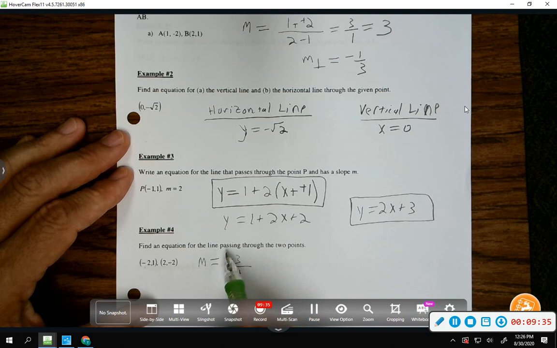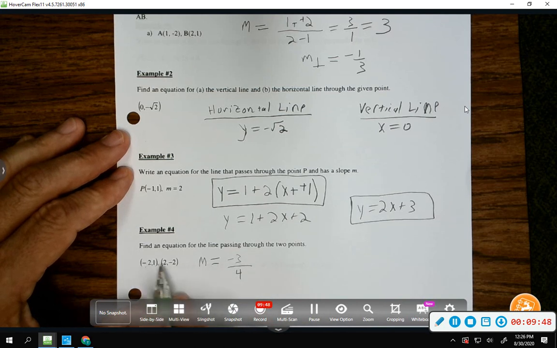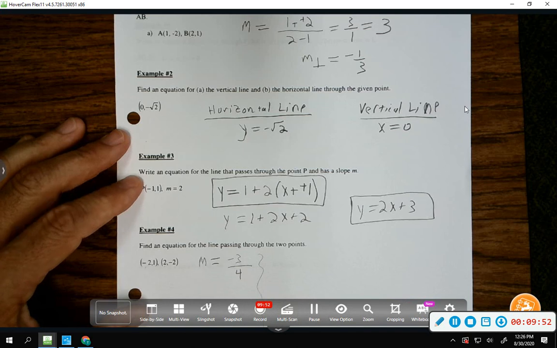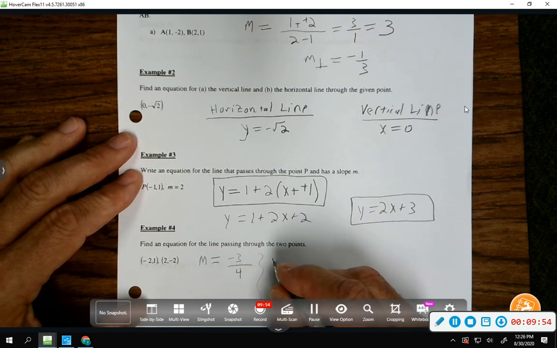The more computation that you can do without writing down, in some ways, can be more helpful. You won't make as many mistakes. So here's my slope. I can use that slope through either one of these points. It makes no difference. So we could have this for an answer.